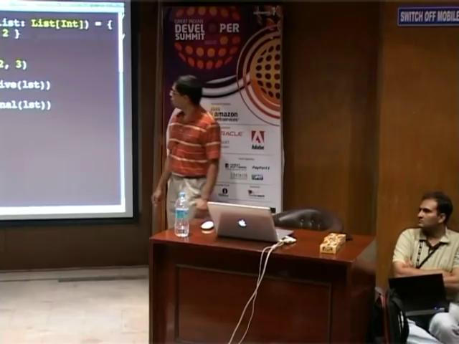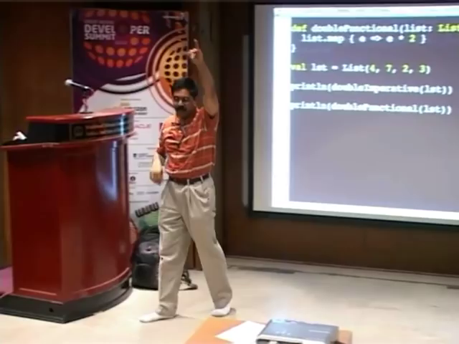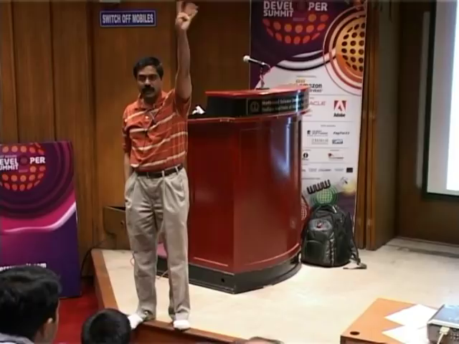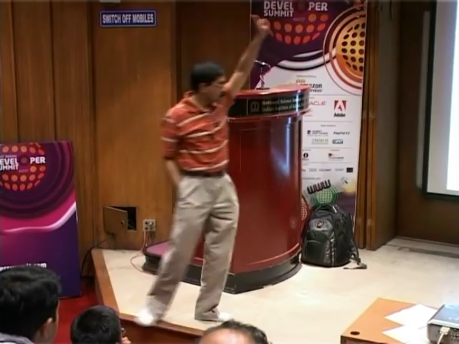Look at this for a second. What is a function for most of us? A function has a name. A function has a parameter list. A function has a return type. And a function has a body. Name, parameter, return type, body. Of those four things, what's important? The body is important. Here's the body.